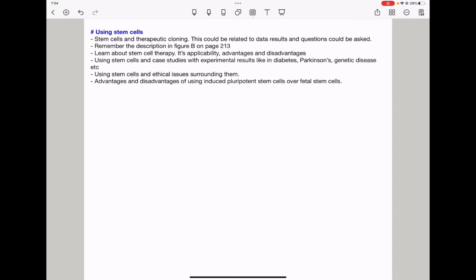You need to learn about stem cell therapy, its applicability, the advantages as well as disadvantages, and you need to know about using stem cells and case studies with experimental results like diabetes, Parkinson's disease, as well as other genetic diseases. You need to know about using stem cells and the ethical issues surrounding them. And finally, the advantages and disadvantages of using induced pluripotent stem cells over fetal stem cells.